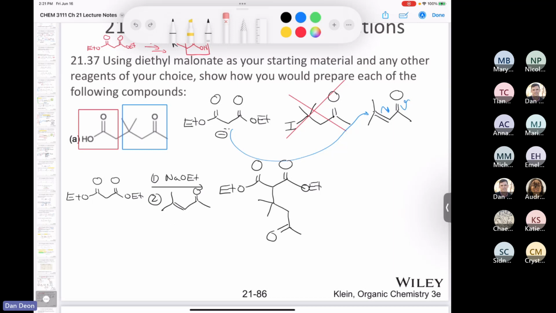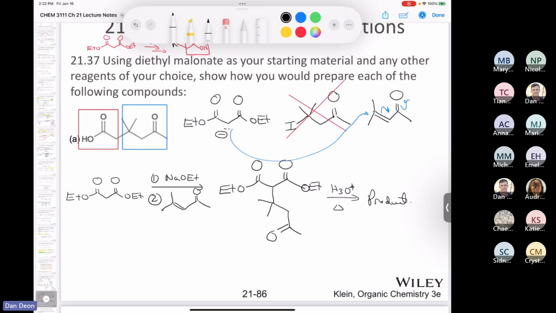I'm going to treat that with, what am I missing here? Oh, that's right. And then I'm going to treat that with aqueous acid and heat it up. And that's going to give me my final product. All right, there we go. I think I'm trying to make this more complicated than it needs to be.